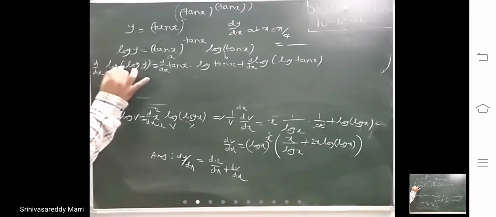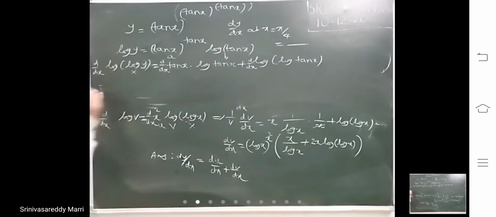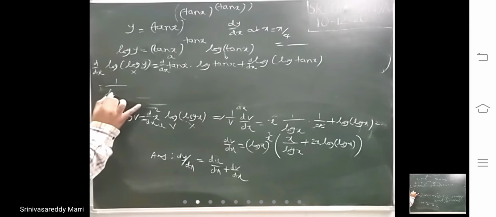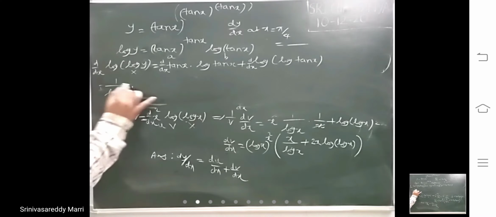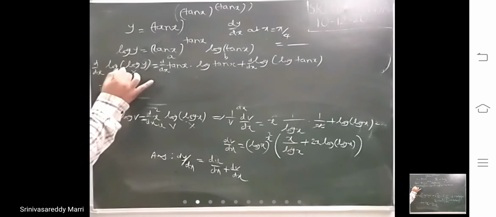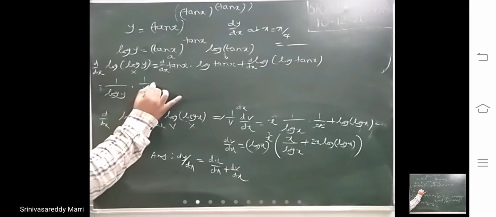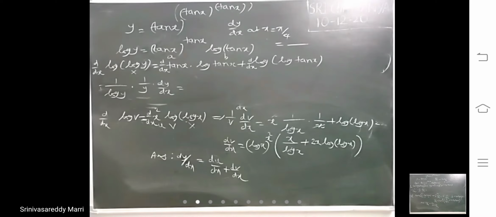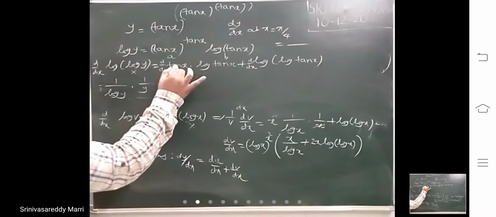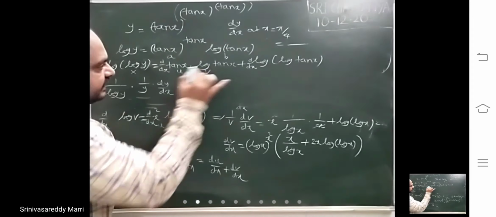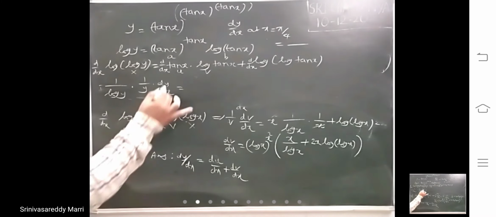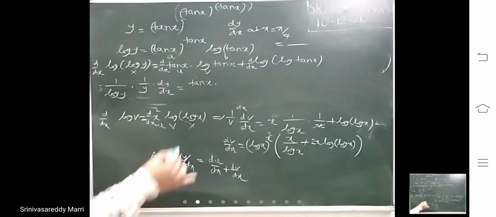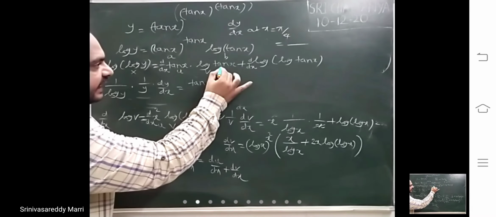Now derivative of log y, treat this as capital X. So what is the derivative? Log capital X means 1 by log y into again derivative of capital X, 1 by y into dy by dx equals to now d by dx of u into v, u into v means tan x into d by dx of log of tan x.